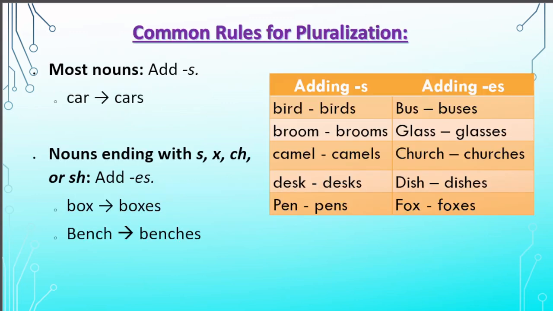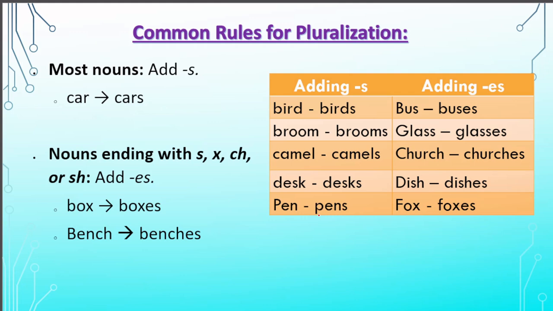Now, to convert a word from singular to plural noun, you need to follow some basic rules. Noun को singular से plural बनाने के लिए कुछ rules follow करना है. First, rule number 1. With some words, simply add s to make it plural. Simply आपको क्या करना है? s लगा के उसको plural बनाना है. Examples are car, cars, bird, birds, broom, brooms, camel, camels, desk, desks, pen, pens, etc.